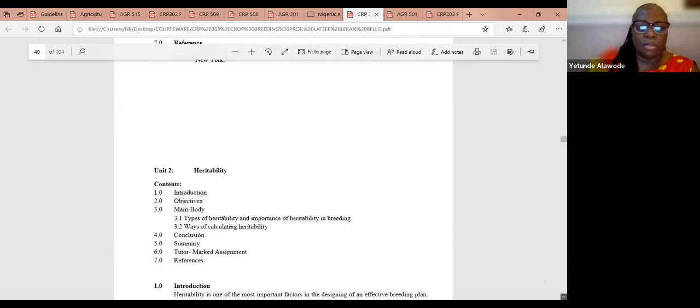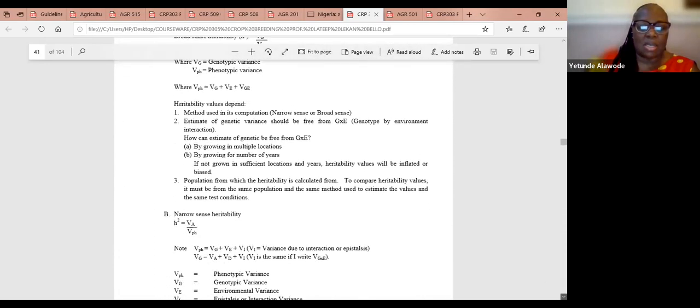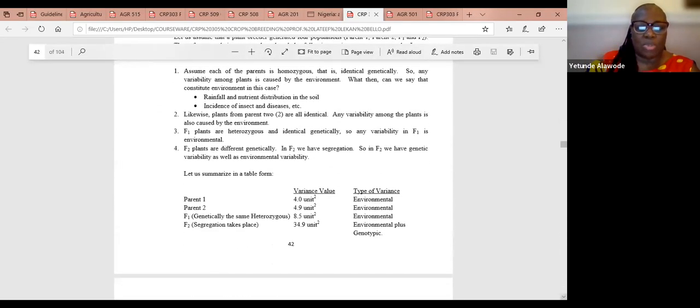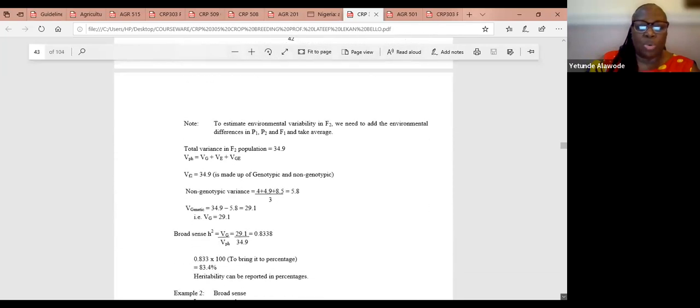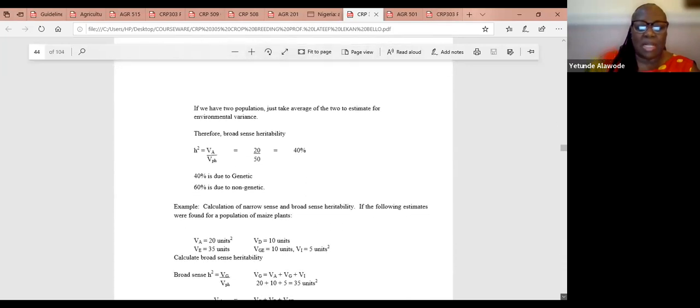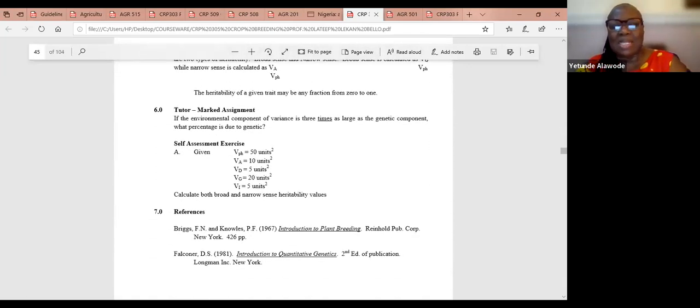And your heritability, two types, broad sense and narrow sense. You did the calculation also. Those of you that submitted, I marked it. So you should be able to know what to do to calculate your broad sense and your narrow sense heritability. Because there's always one thing about mathematics, it's usually straight to the point. You may not get the answer in the end, but you may not miss everything, especially in the marking, if you go step by step in your mathematics.